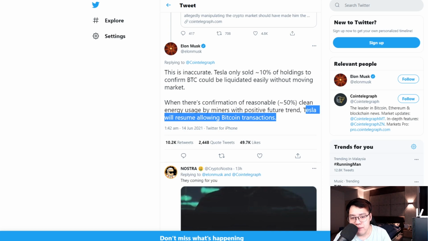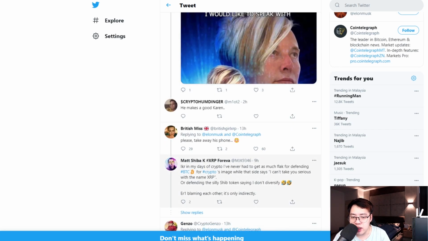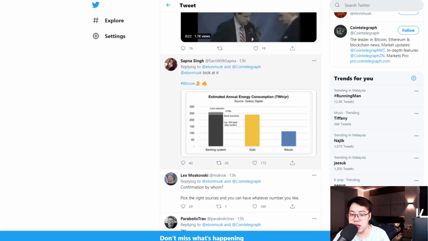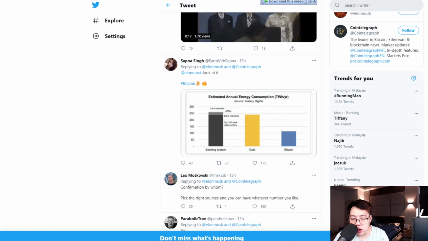And I believe, as you can see in the tweets here, a lot of comments state that there are some countries that have already started to use clean renewable energy. So definitely something that we can monitor. But I believe that sooner or later, Tesla will somehow accept Bitcoin transactions again.